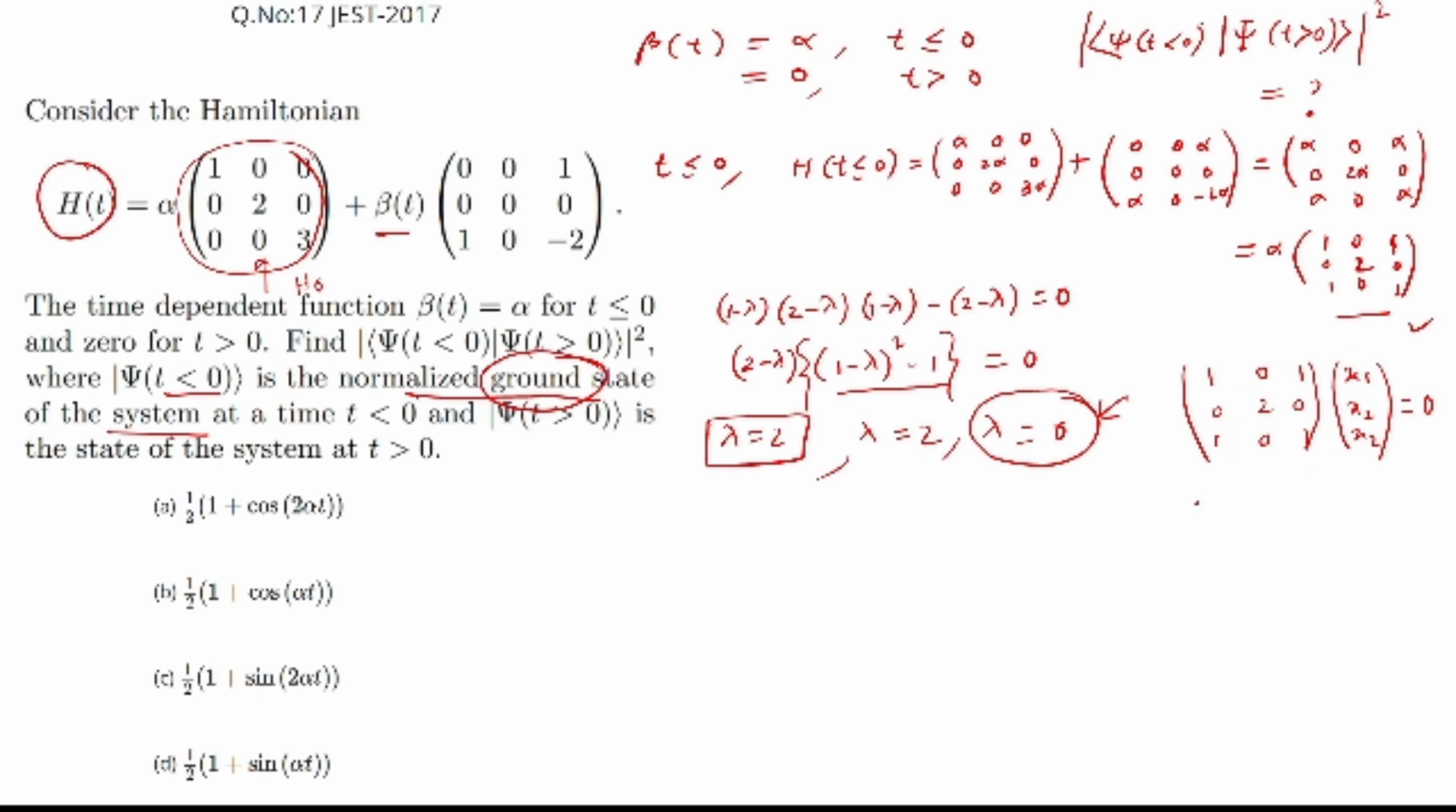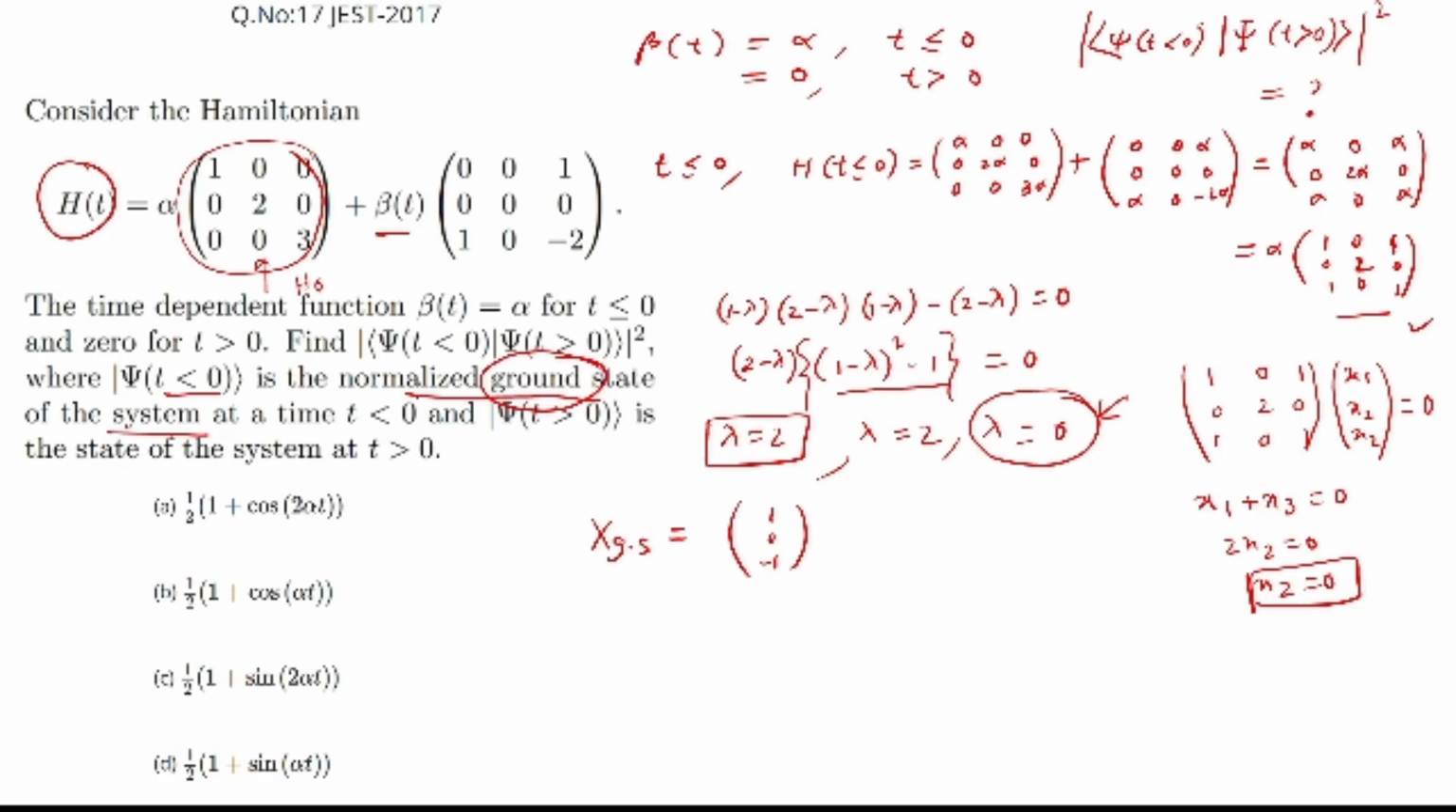So if we compare both sides, then we get x1 plus x3 is 0, and we can substitute x2 as 0 here, because 2x2 is 0, so x2 will be 0, and x1 equals minus x3. So the ground state, x_gs, will be 1 0 minus 1. This will be the ground state.